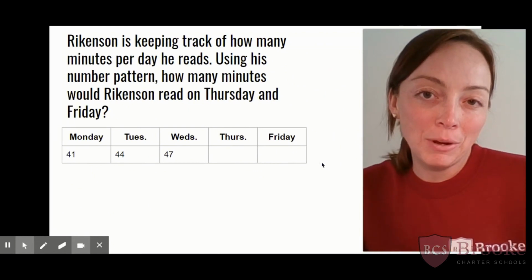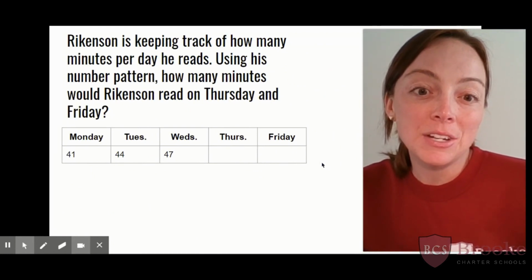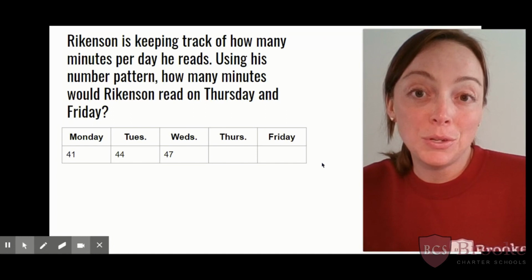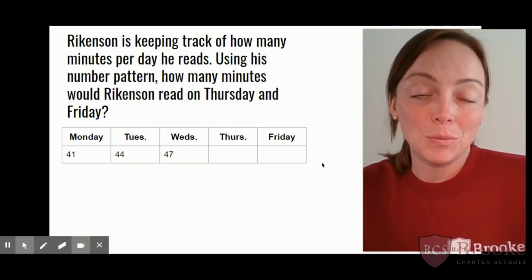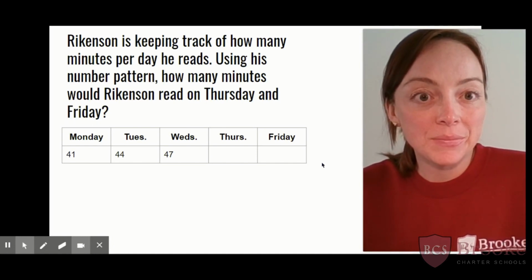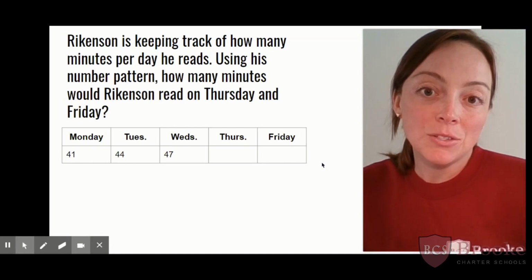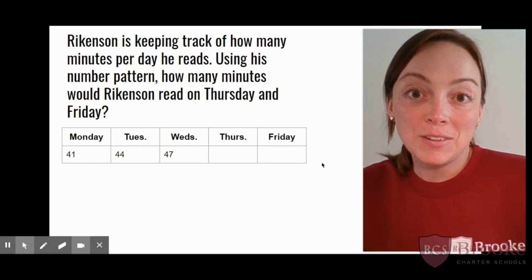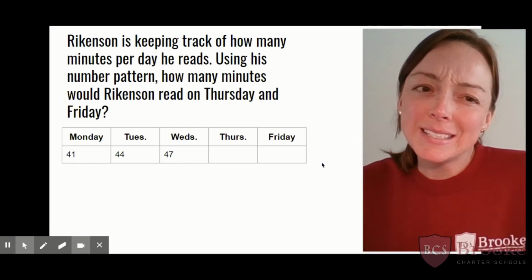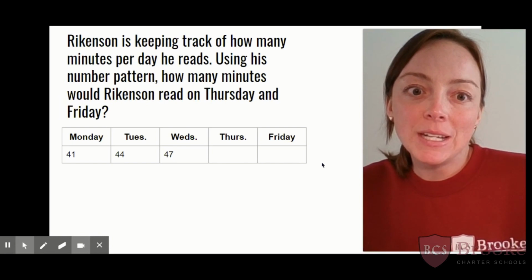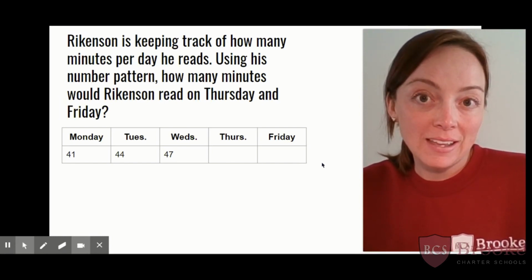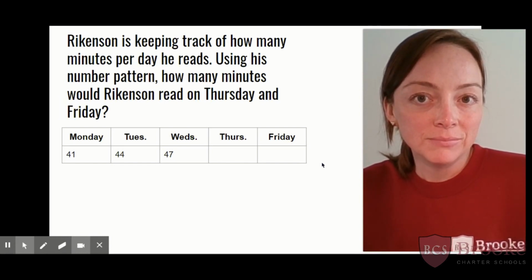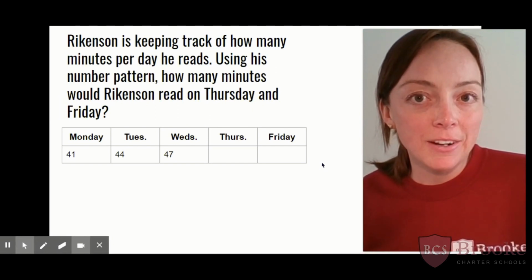Now we're going to work on a word problem. You should plan to write down a number sentence or show your work in some other way in your workbook. Let's read it together. It says Rickinson is keeping track of how many minutes per day he reads. Using this number pattern, how many minutes would Rickinson read on Thursday and Friday? So let's take a look at Rickinson's pattern.